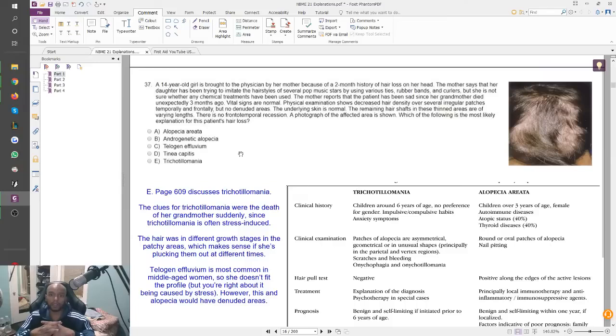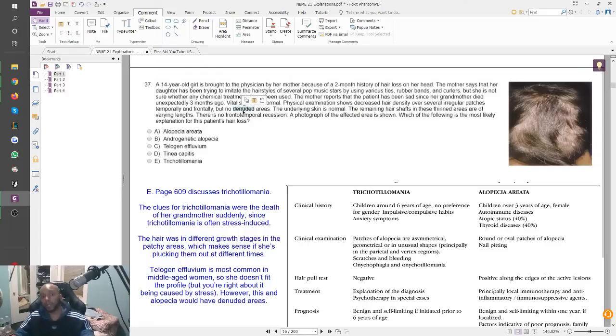The mother reports that the patient has been sad since her grandmother died unexpectedly 3 months ago. Vital signs are normal. Physical exam shows decreased hair density over several irregular patches, temporally and frontally, but no denuded areas, right? No denuded areas. The underlying skin is normal. The remaining hair shafts in these thinned areas are of varying length. There is no frontotemporal recession, which would be the male pattern balding. A photograph of the affected area is shown. Which of the following is the most likely explanation for this patient's hair loss?